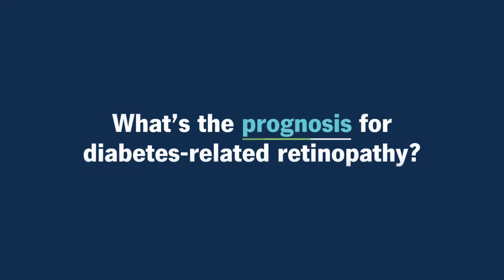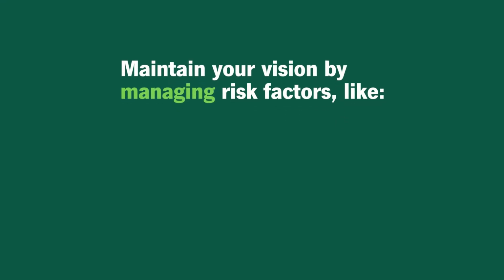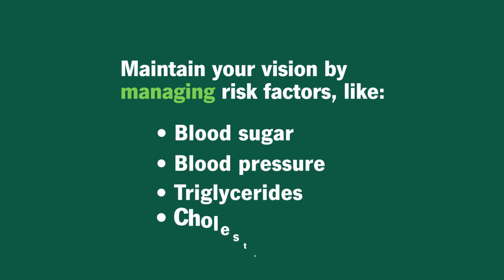What is the prognosis for diabetes-related retinopathy? We work really hard to maintain vision in patients with diabetes, and with regular follow-ups and potential treatments, you can have good vision even if you have diabetes. First, it's very important to control the systemic risk factors. So sugar control, blood pressure, triglycerides, cholesterol, all of those aspects. And we work with either their primary care doctor or endocrinologist because it becomes a team approach.